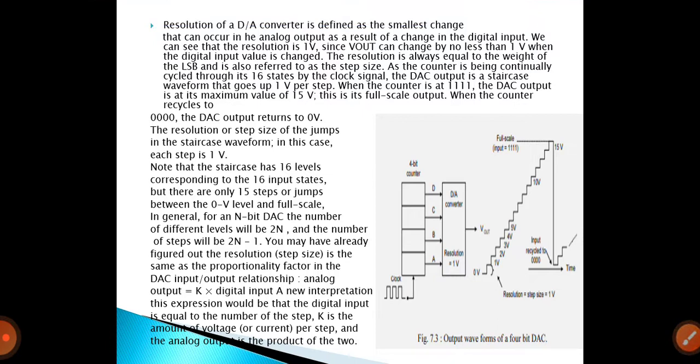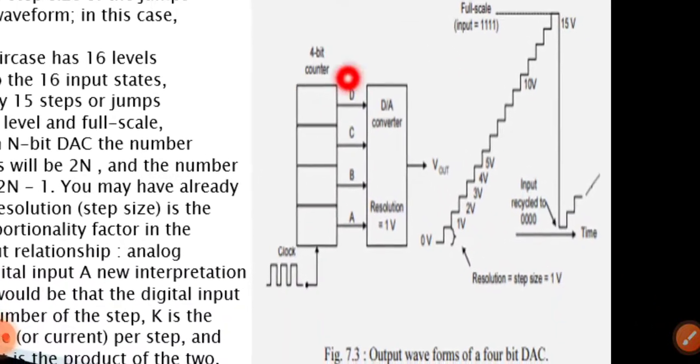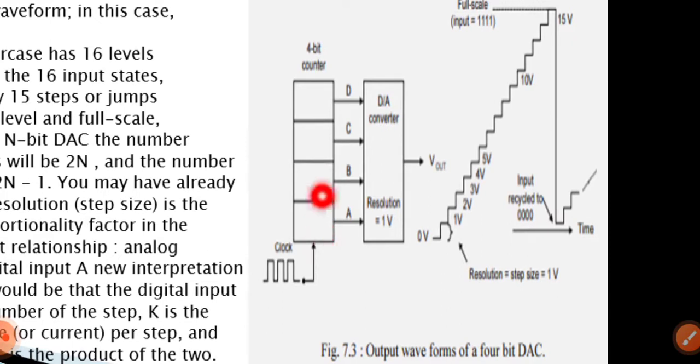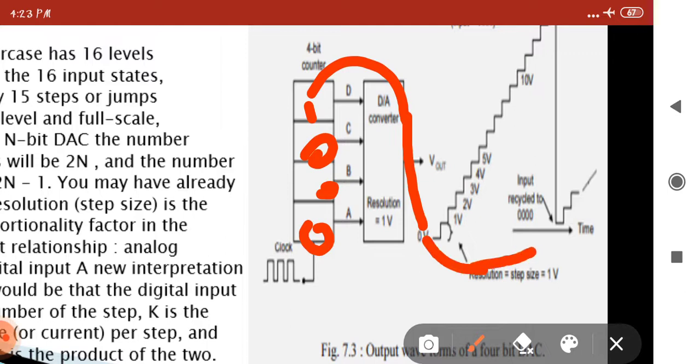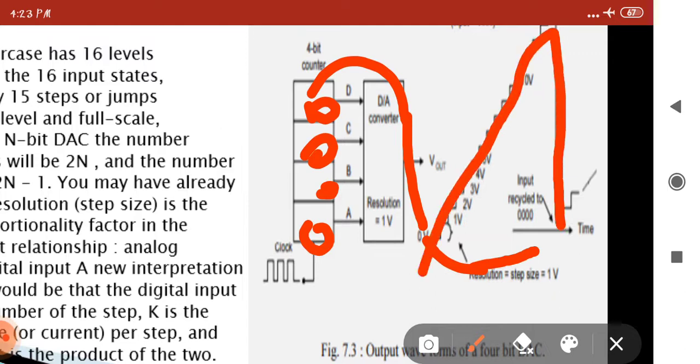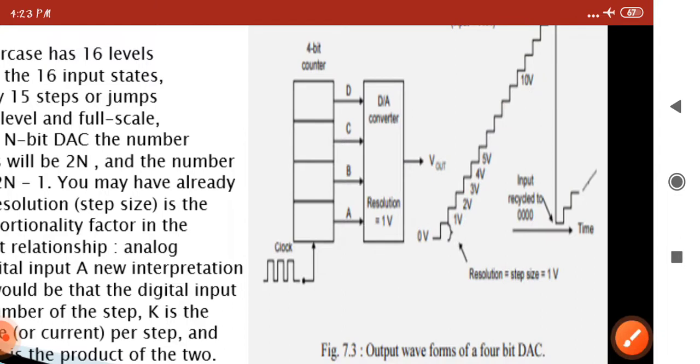The resolution of a D to A converter is defined as the smallest change that can occur in the digital output. For example, I am going to take a 4-bit counter. You are giving the input from the counter, and this is the clocking. It will go like that in the numbers, starting from 0000.